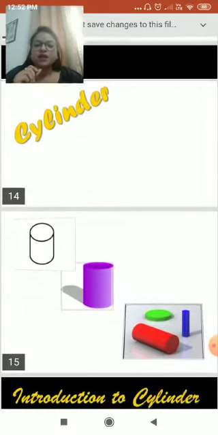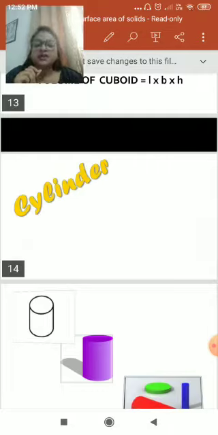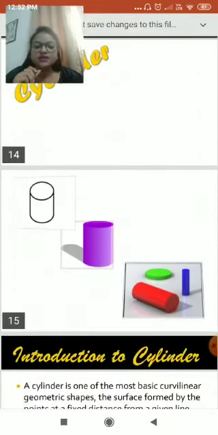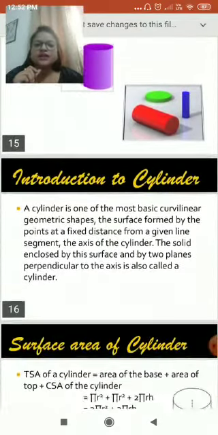Now let us talk about the cylinder. The best example of a cylinder is a talcum powder box, or the cylinders at your home where you do your cooking. So these cylinders are the best examples. A cylinder is one of the most basic curvilinear geometric shapes.